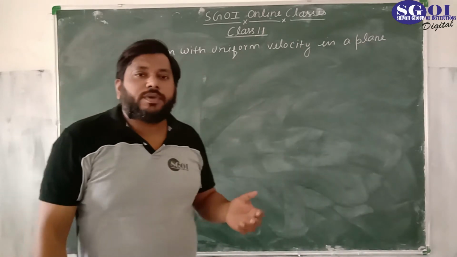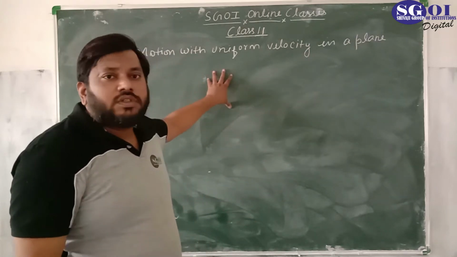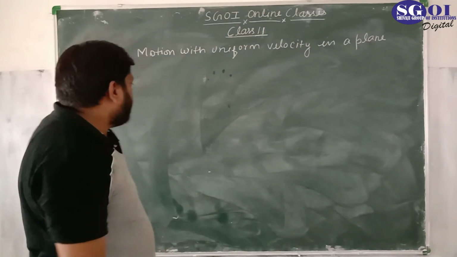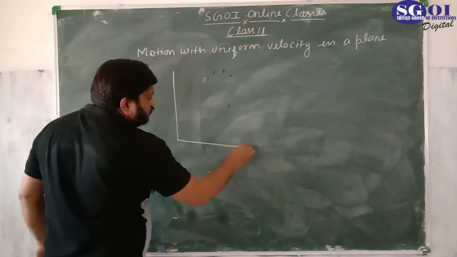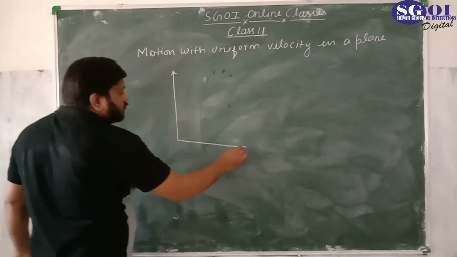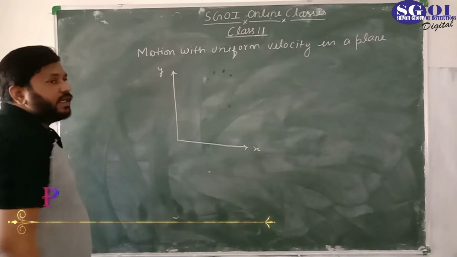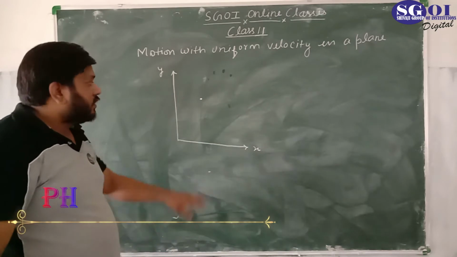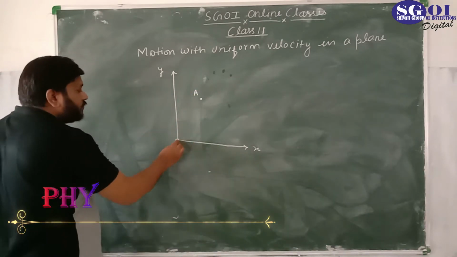Before this topic, we have seen motion in one dimension. Now we are going to see the motion in a plane, that is, in two dimensions. So let's take this x-axis and this y-axis. Let's take an object at a point A, and this is the origin.